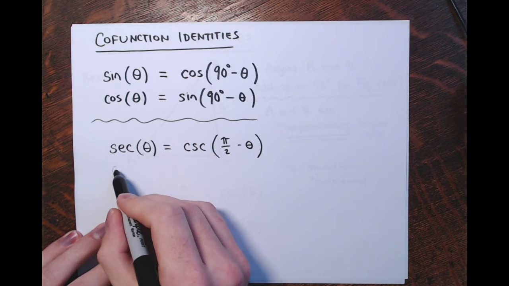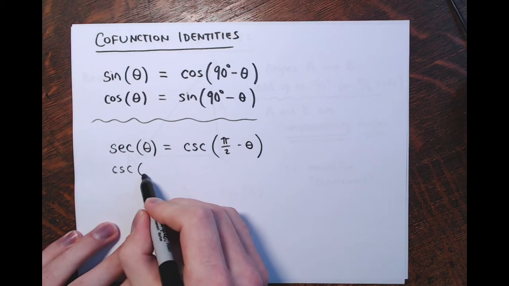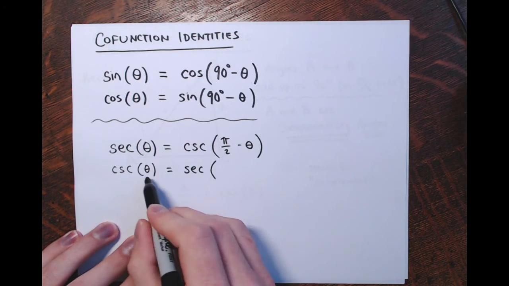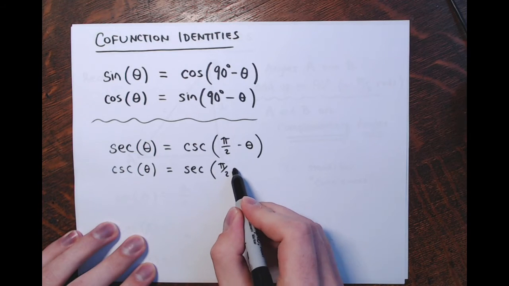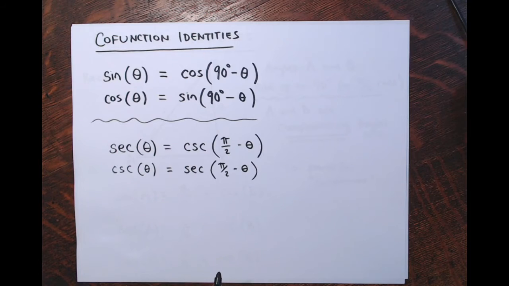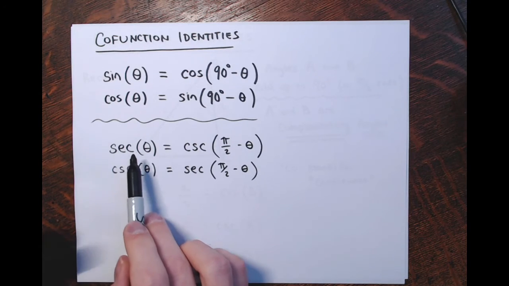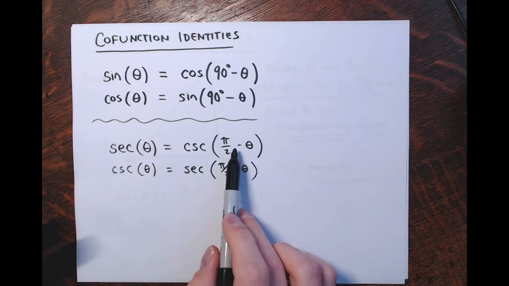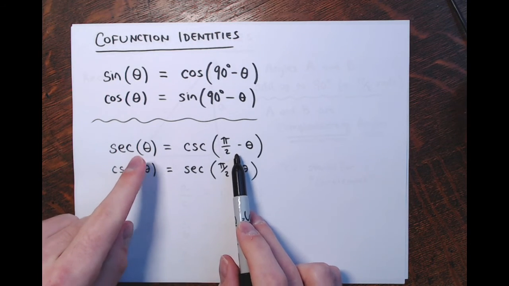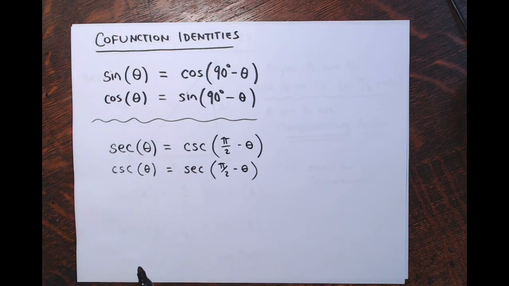And vice versa. The cosecant of an angle is equal to the secant of the complementary angle, pi over 2 minus theta, or 90 degrees minus theta if you're in degrees. So the secant of one angle will be equal to the cosecant of its complement, as long as the two angles add up to 90 degrees or pi over 2 radians, their secant and cosecants will be equal.